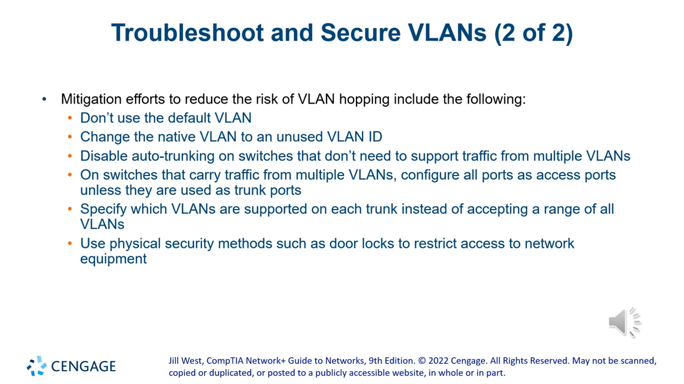If you have auto trunking, disable that on the switches. If you don't need to support multiple VLANs on those ports, just disable it, right? So you only trunk on the ports that actually need multiple VLANs. All the other ones, you leave as access ports. Of course, the uplink, the one bringing the connection from another building or another floor into this switch, has to be a trunk. But all the other ones don't have to have trunking. Like I said before, specify the VLANs supported on each trunk. Don't put any extra VLANs that don't need to be there, because it's a security problem to have them, right?